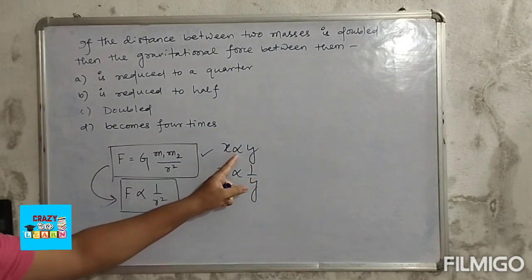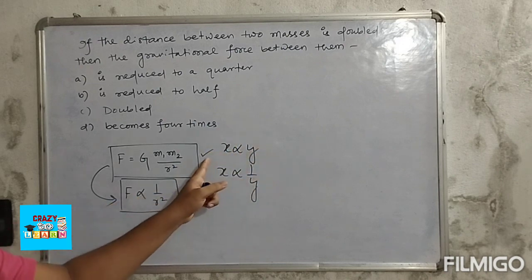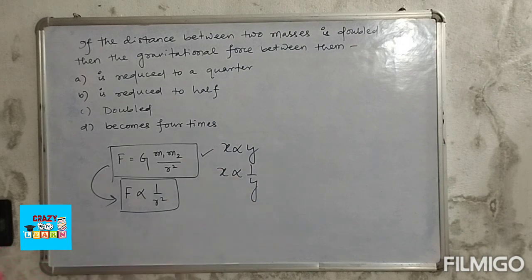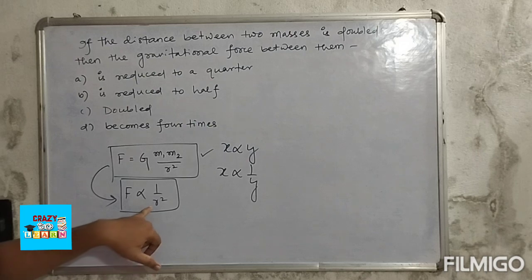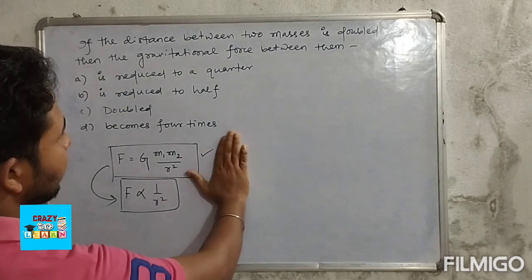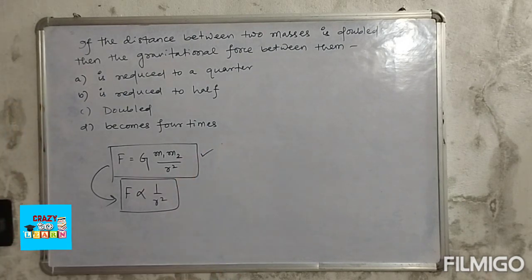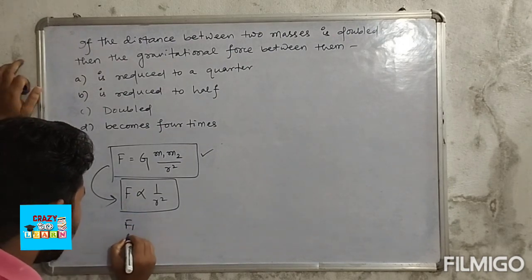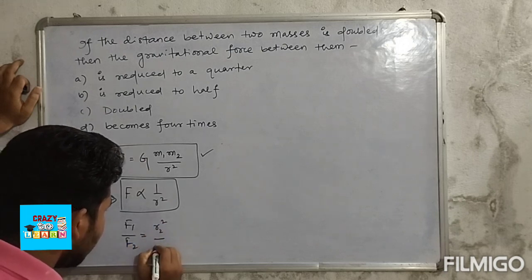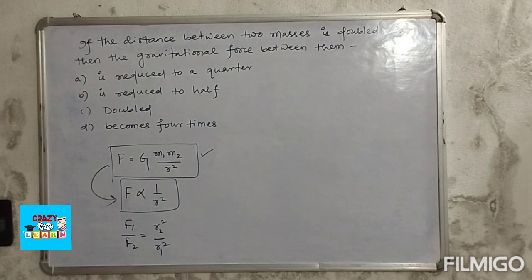X proportionality sign y means x is directly proportional to y. X proportionality sign 1 by y means it is inversely proportional. So here it represents that the gravitational force is inversely proportional to r square. Okay, clear? So now we will go for the solution. F inversely proportional to r square, that means F1 by F2 is equal to r2 square by r1 square.